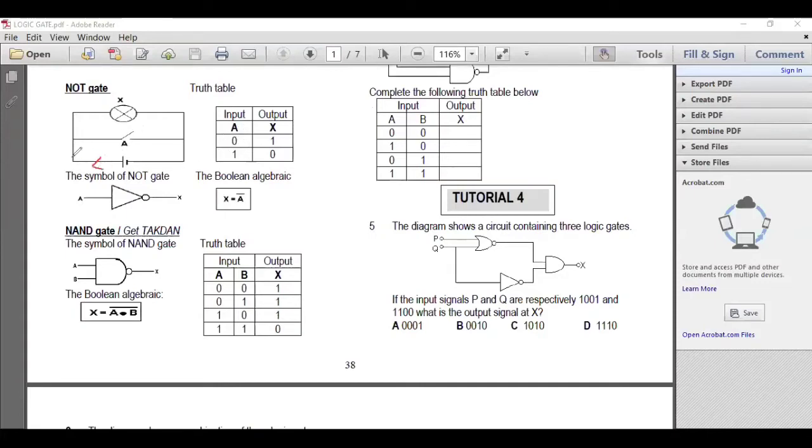First situation, when you turn off A, the current will flow here and go to the bulb. The bulb will light up, so your logic will be 1. So when A is off, your bulb will light up. I mean, the logic will be 1.